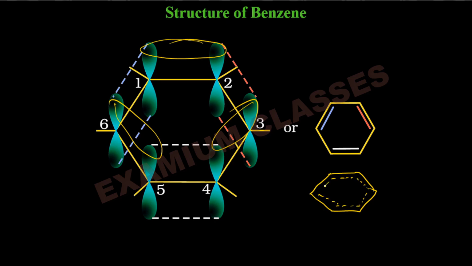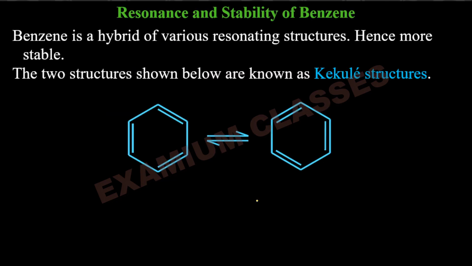All will be hybrid bonds, and that's why you might have seen that benzene ring is shown like this, a circle inside, just to depict that all the bonds are the same, somewhere between single bond and double bond. So benzene is actually a hybrid of various resonating structures. These two are known as Kekule's structures.